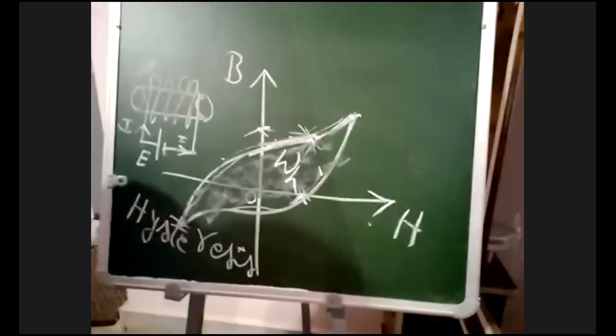Okay, sorry. See here. Due to continuous reversals of current, some loss is going to occur in the iron piece, which is called hysteresis loss.